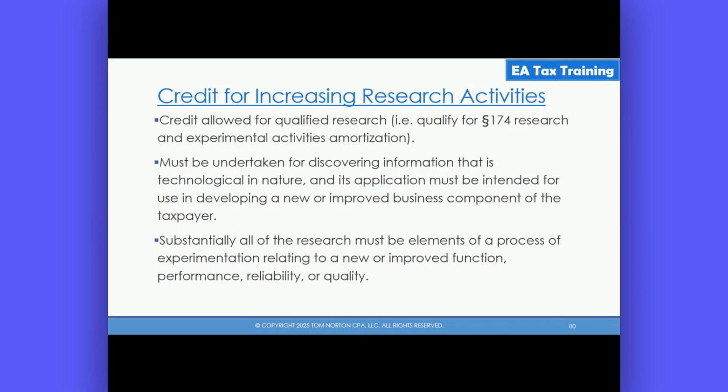This credit is allowed for qualified research, meaning it qualifies under Section 174. It must be undertaken for discovering information that is technological in nature, and its application must be intended for use in developing a new or improved business component of the taxpayer. And substantially all of the research must be elements of a process of experimentation relating to a new or improved function, performance, reliability, or quality. So they are trying to spark innovation here. They're trying to give businesses an incentive to invent new technology. That's what this is aimed at.